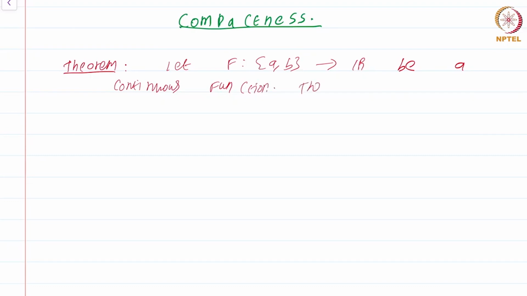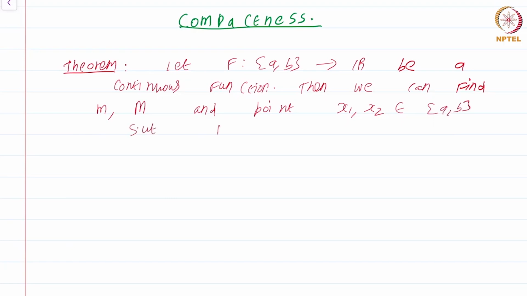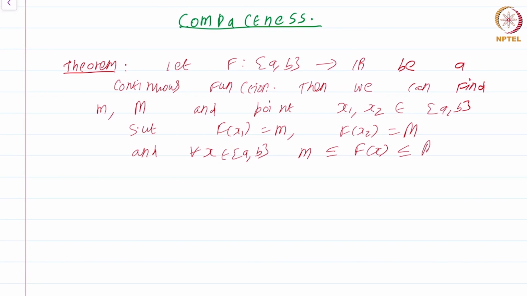Then we can find m, capital M, and points x1, x2 in closed interval [a, b] such that f of x1 is small m, f of x2 is capital M, and for all x in [a, b], m is less than or equal to f of x is less than or equal to capital M.